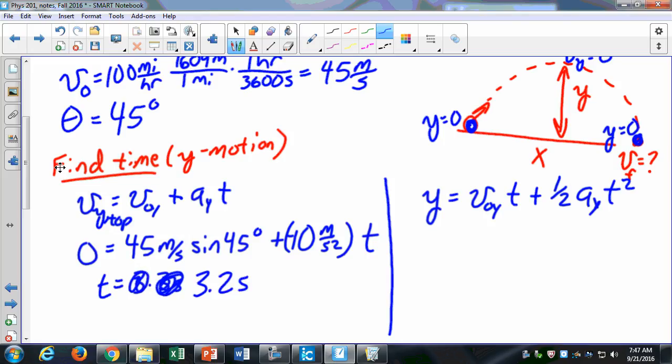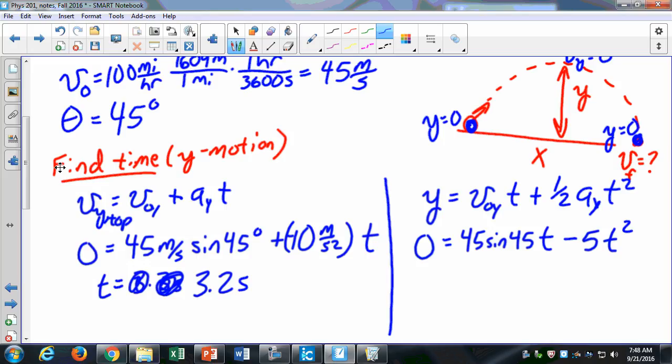So I should get 6.4 seconds over here. So what I'm going to do is say 0 equals 45 sine of 45 times t minus 5 times t squared. Are you guys able to solve this? You remember how to solve this from algebra?